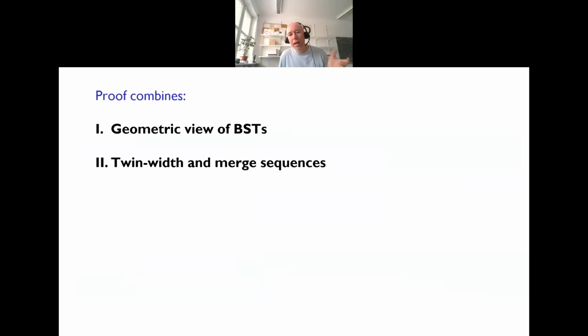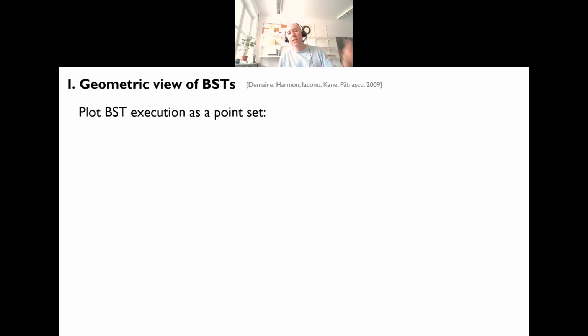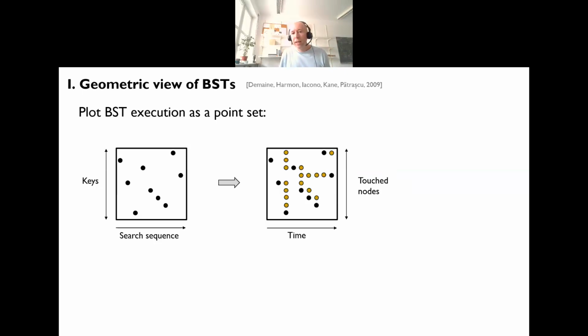Okay, so how do we prove this result? We combine two broad techniques. One is the geometric view of binary search trees, and the other is this recent concept of twin-width and merge sequences. So first, the geometric view of binary search trees, it allows us to view a sequence of operations in a binary search tree as a point set. So first we plot the input, the sequence of searches, and then we can plot the nodes that are touched in the binary search tree at any time.